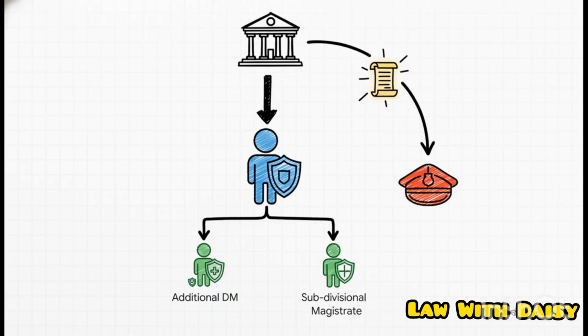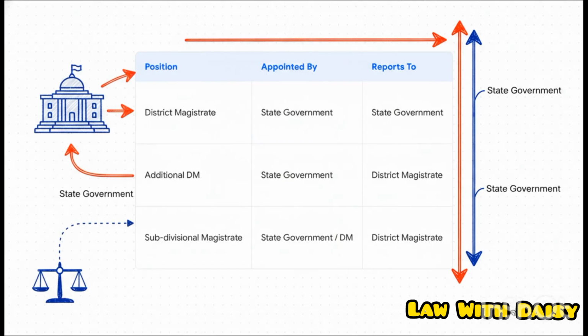The DM is in charge of a whole team, and every single one of them is appointed by the state government. And what's really interesting is that the government can even grant these executive magistrate powers to a senior police official, like a commissioner of police. That creates a very direct link between law enforcement and this administrative chain. And this chart just makes the contrast crystal clear, doesn't it? Look at the appointed by column now. State government, state government, state government. This hierarchy runs parallel to the judicial one, but it reports straight up to the government, not to the high court. Two separate ladders, two separate sources of power.